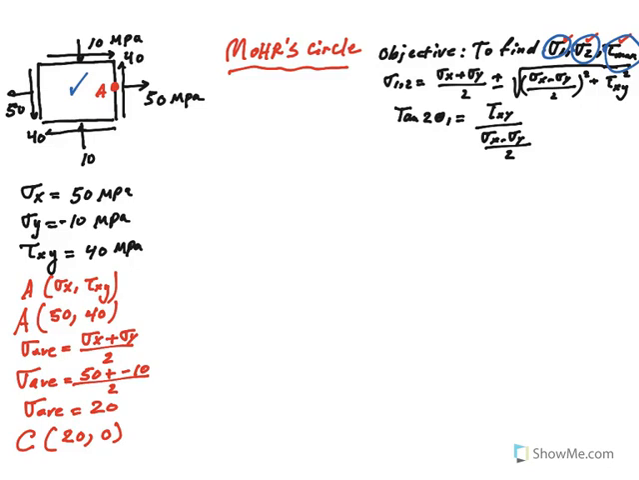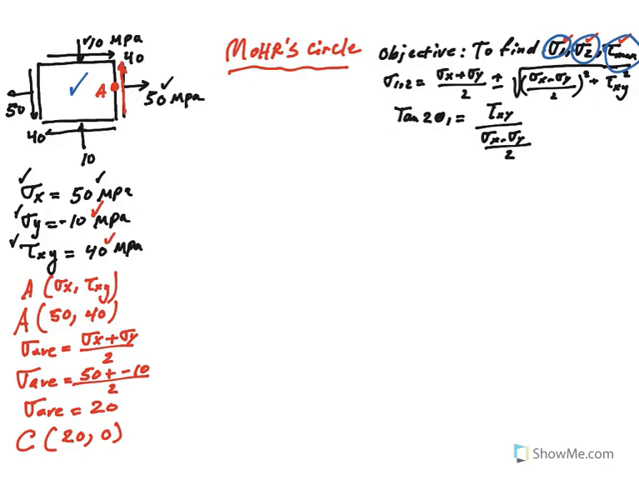So the first thing you want to do is basically figure out what your stresses are, sigma x, sigma y, and tau xy. So normal stress in tension is positive, 50 megapascal, right? That's sigma x. As you could see, sigma y is in compression, so that would be minus 10 megapascal. And this tau xy acting up like that, by the way, would be a positive shear stress.